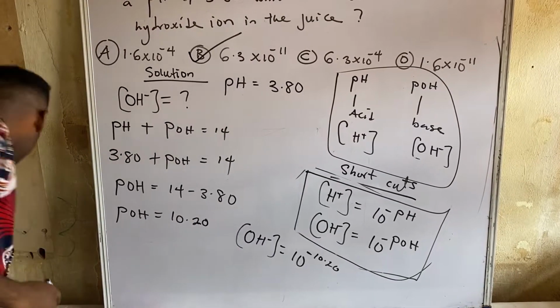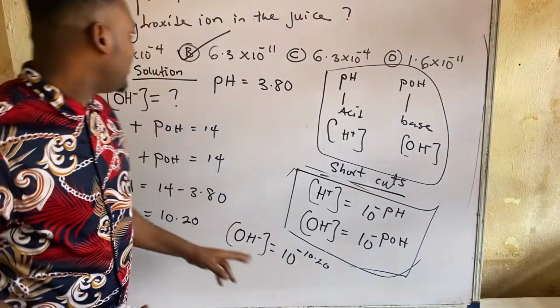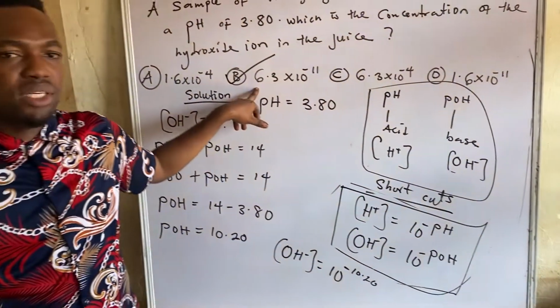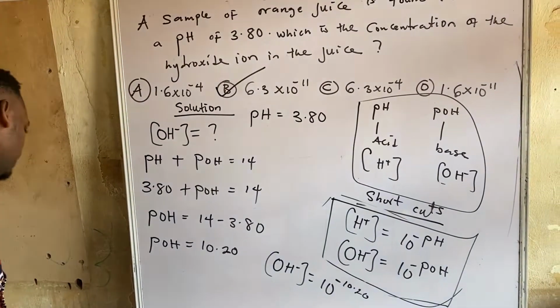So how did I solve this now? Of course, if you punch it into your calculator, 10 to the power minus 10.20, this, of course, will be your answer. So this is our answer. All right? This is our answer.